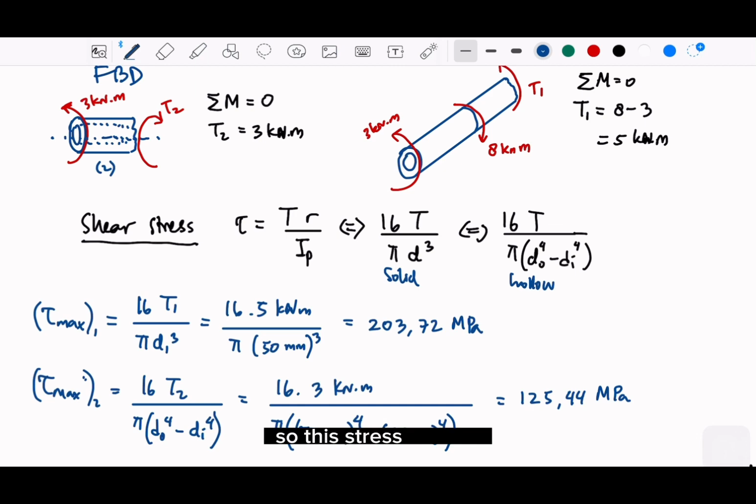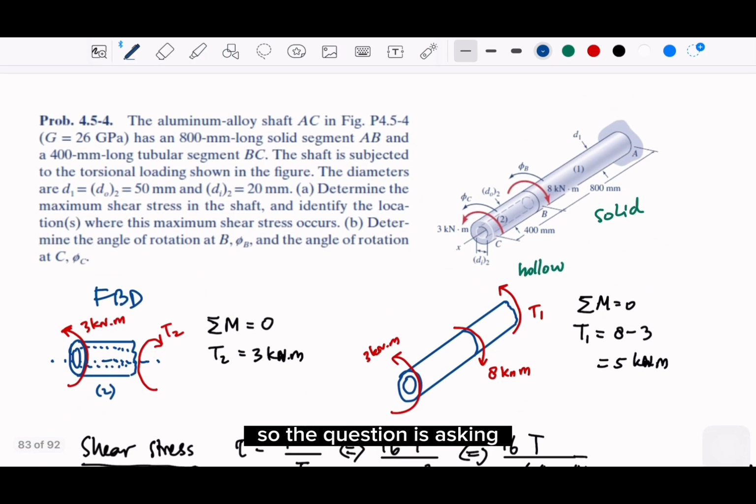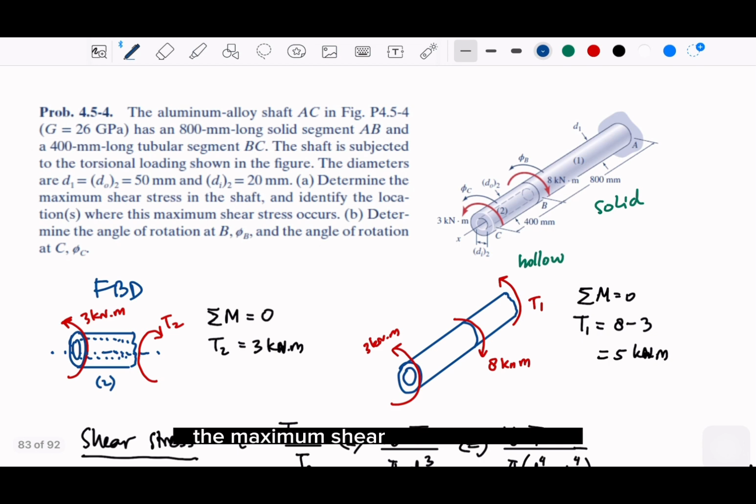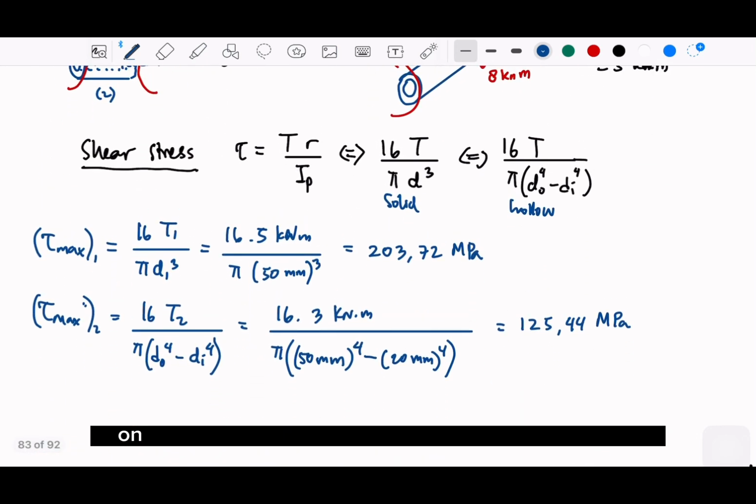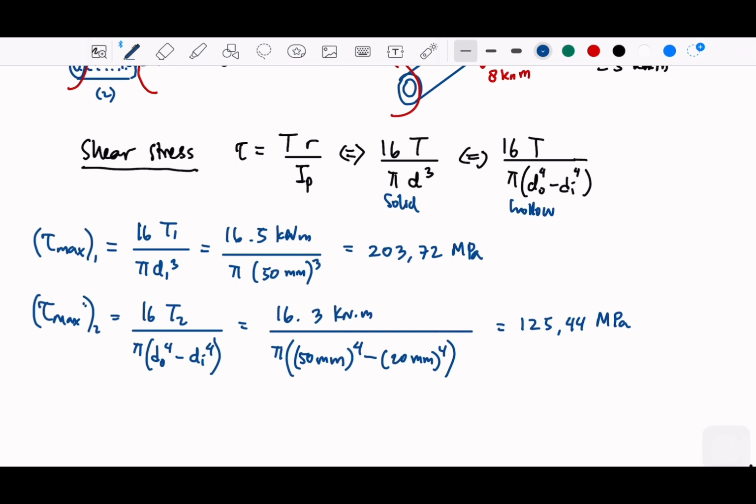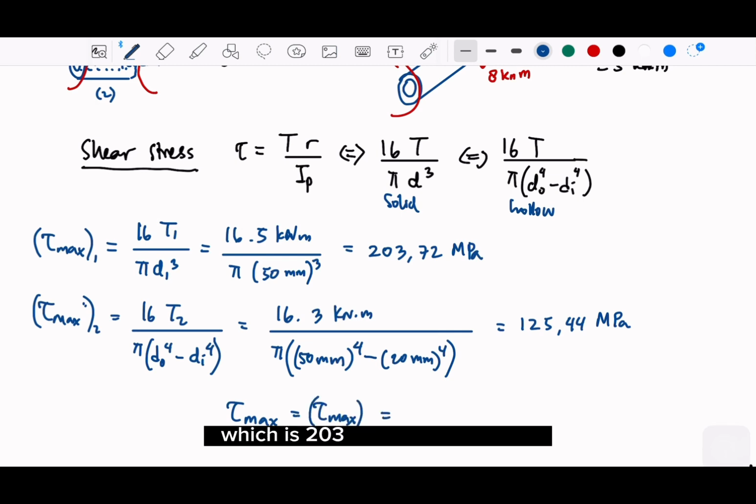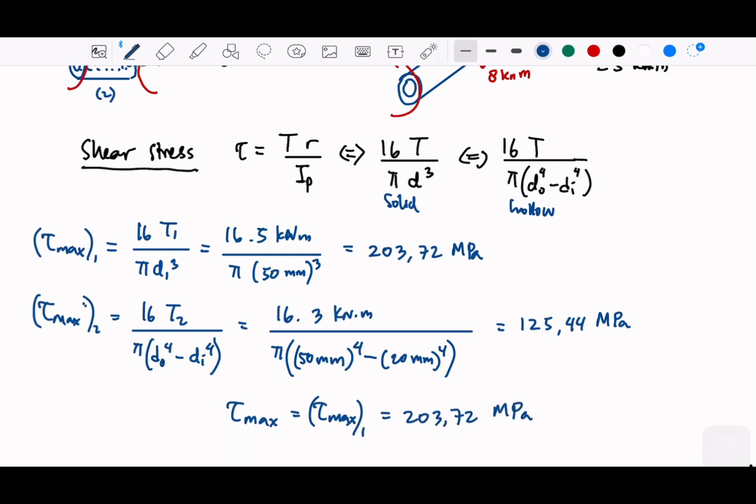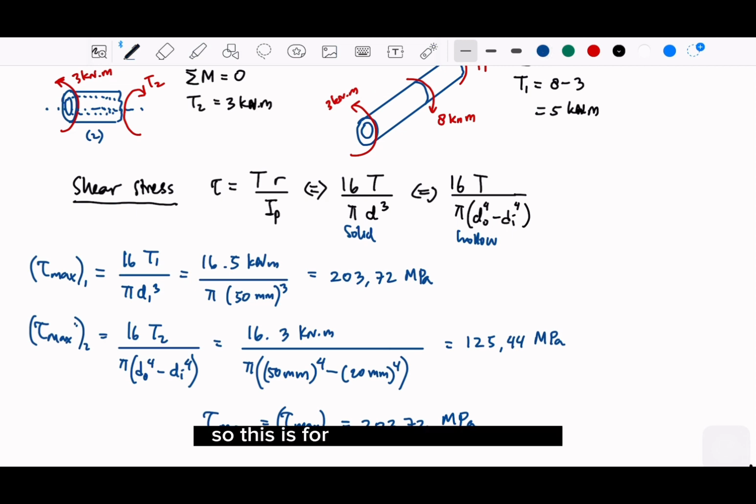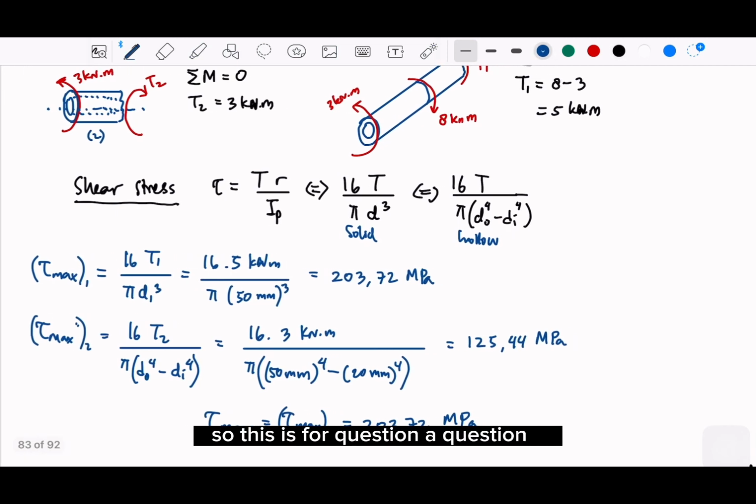So the question is asking the maximum shear stress in the shaft. It doesn't identify which one, right? But since we have the shear stress maximum on material 1 is higher because of the inertia, then we can say the tau max, we can take the tau max for the material 1, which is 203.72 MPa. So this is for question A, right? Question A.